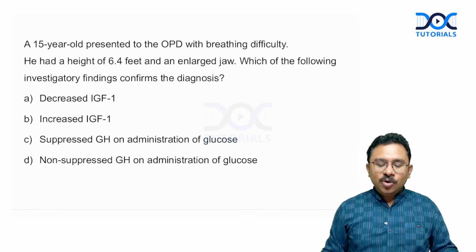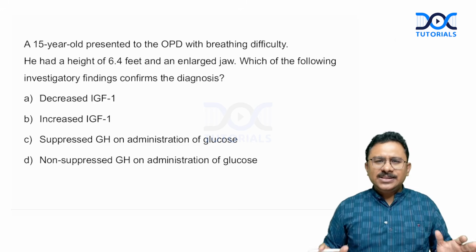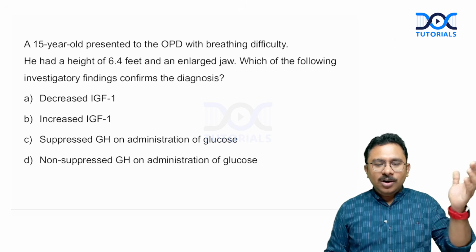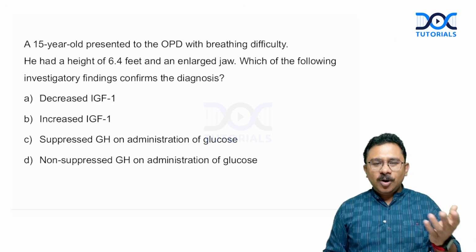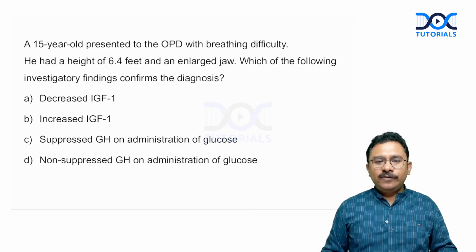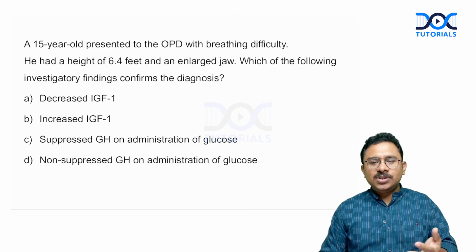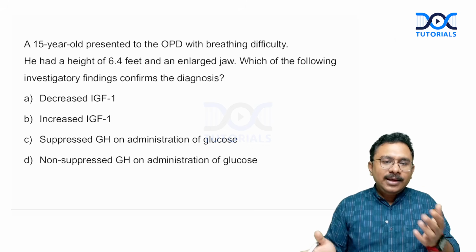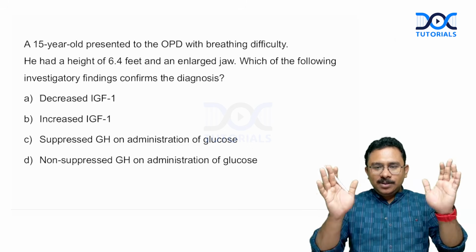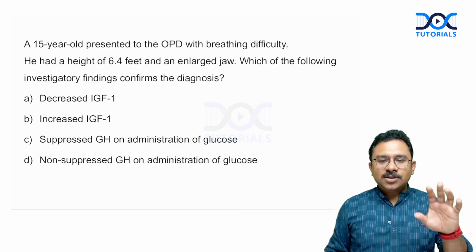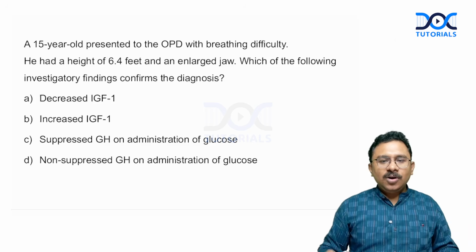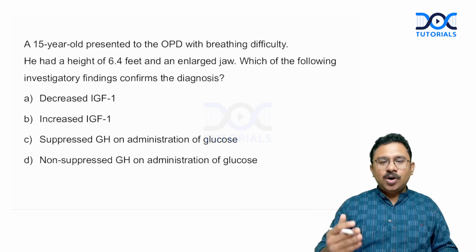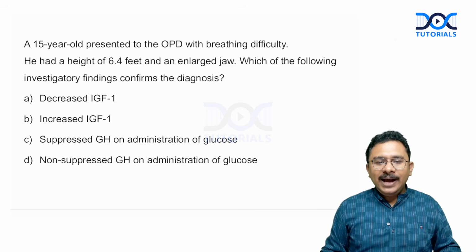A 15-year-old presented to the OPD with breathing difficulty. Now, the patient has come with some symptom of breathing difficulty. He is very tall, with an enlarged jaw. So probably, the patient is having some sort of acromegaly, and breathing difficulty was some sort of presentation, which is maybe not directly related to the patient's acromegaly, but maybe the physical features have caught the attention of the treating doctor. Which of the following investigations will confirm the diagnosis? Not for the breathing difficulty, but for the acromegaly.